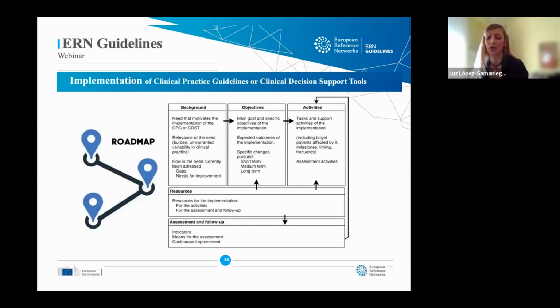In the section activities or expected outputs: what will be done to achieve the objectives? Who will be the target patients? Where will it be done? When and how often will it be done? The resources or inputs should answer the question: what resources will be provided to perform the activities, the assessment, and the follow-up? And the assessment and follow-up include the specific indicators that will be used to monitor the achievement of the objectives. Next, please.